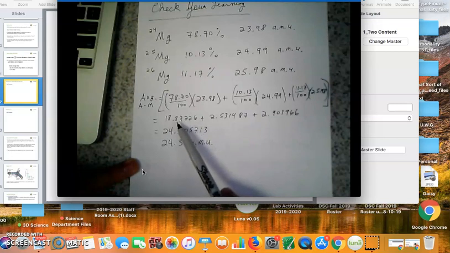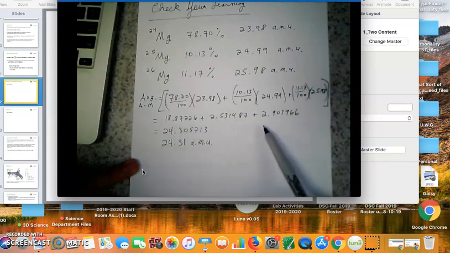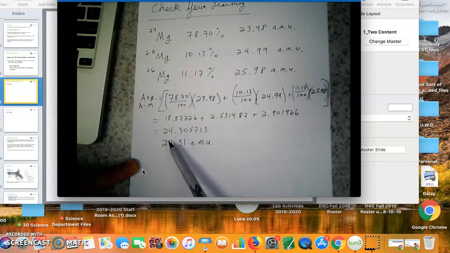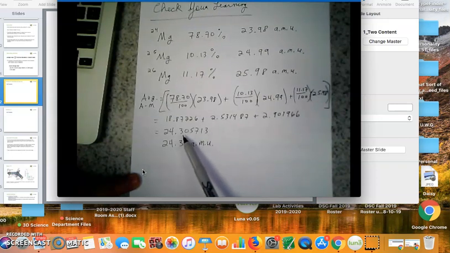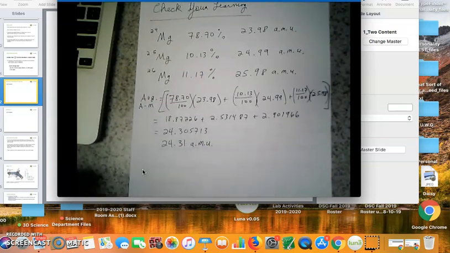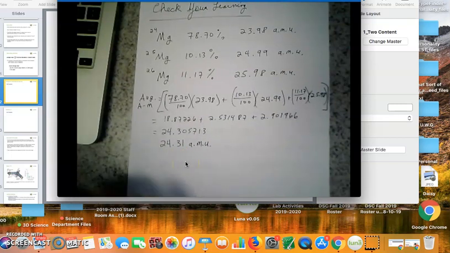So when you do the math in your calculator, here are the numbers you get. I wrote out everything. Okay, so when I added everything up in my calculator, this is the number that I got, 24.305713. And then I rounded to 2 decimal places. So here's a 5 there, so I went up to 31 there. Okay, so 24.31 AMUs. That's the answer I got for that question.